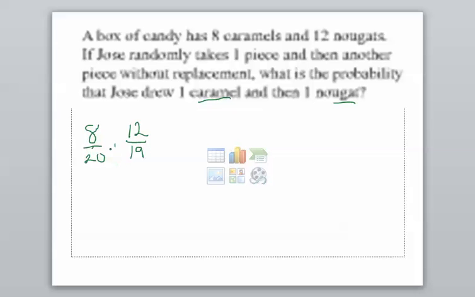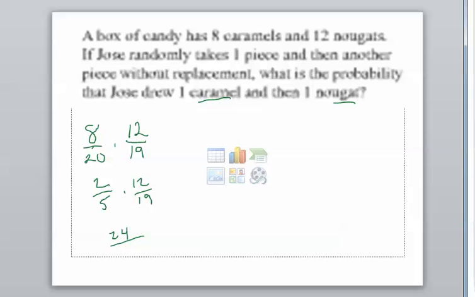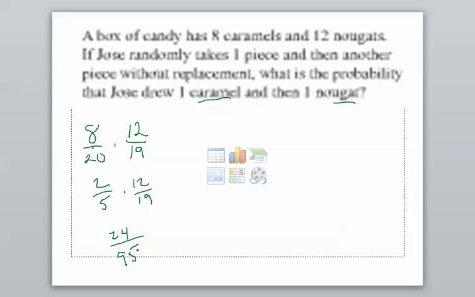Okay? So I'm going to do a little bit of reducing here. Let's see here. This is going to be 2 out of 5 times 12 out of 19. And that's going to be 24 out of 19 times 5, which is 95. 24 out of 95. That would be my answer to this question. Okay?